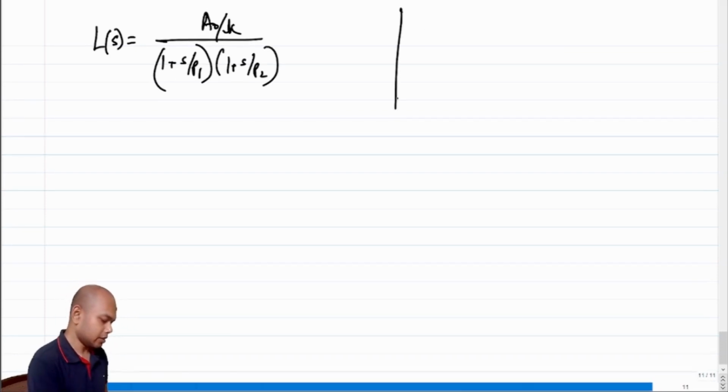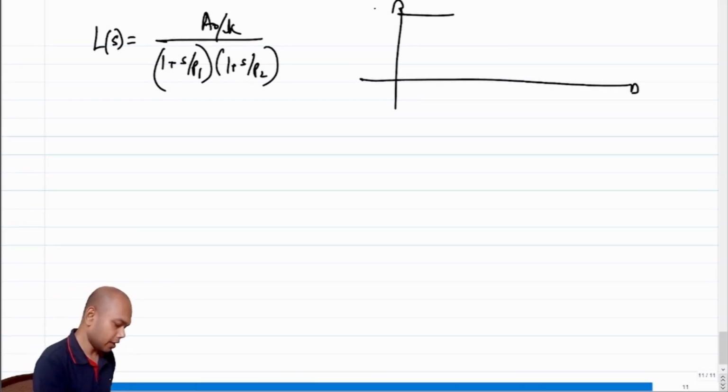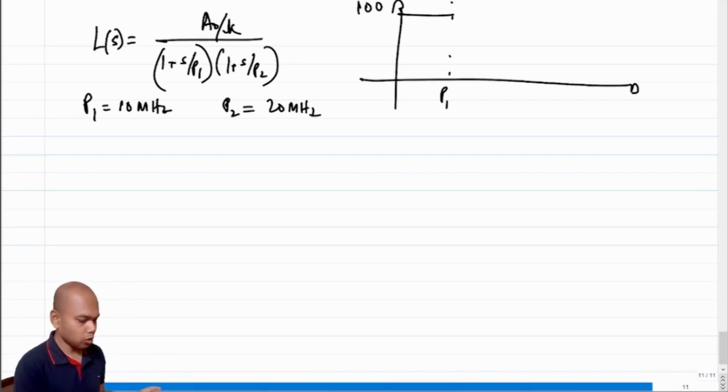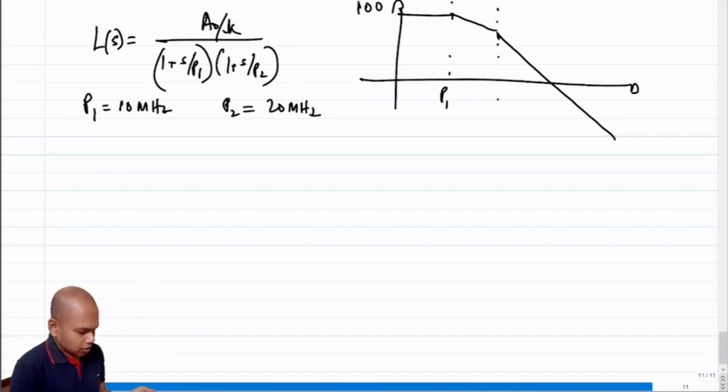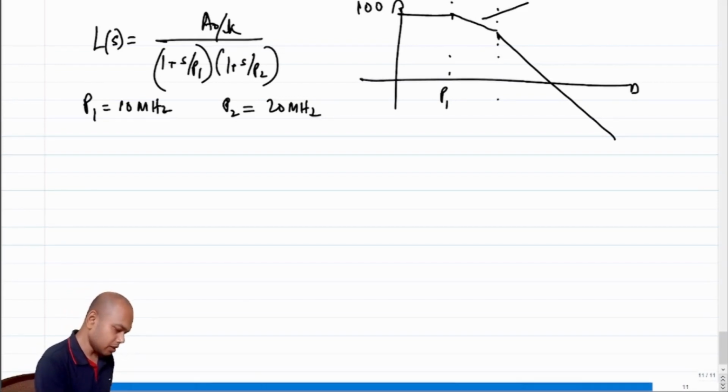right? And let's take another example. Same, let's say A naught over K is 100, and let's say the same P1 was at 10 megahertz, and let's say P2 is at 20 megahertz. P1 and P2 are close by. It goes like this. So let's figure out where the UGB is to start off. Step 1 is finding the UGB. So let's assume the UGB is here between P1 and P2.